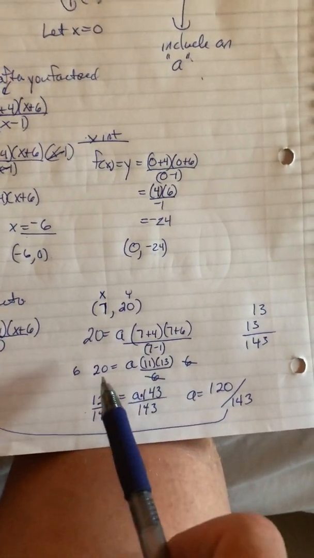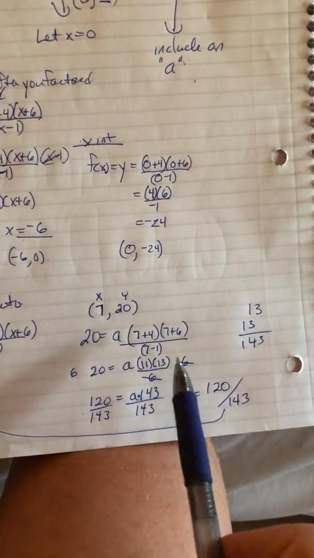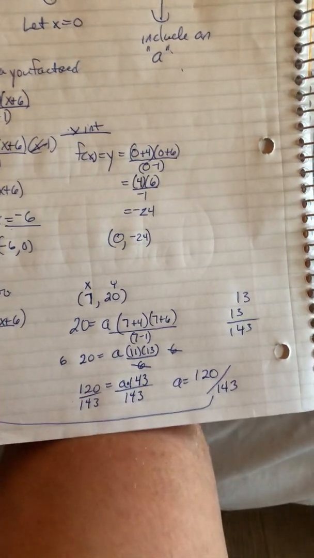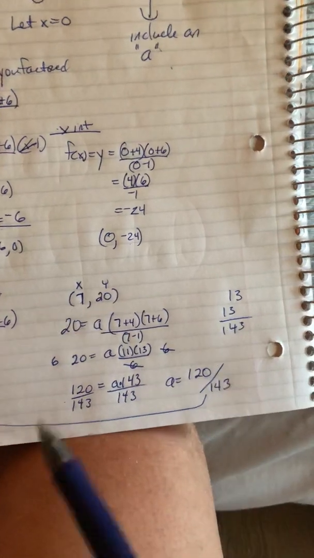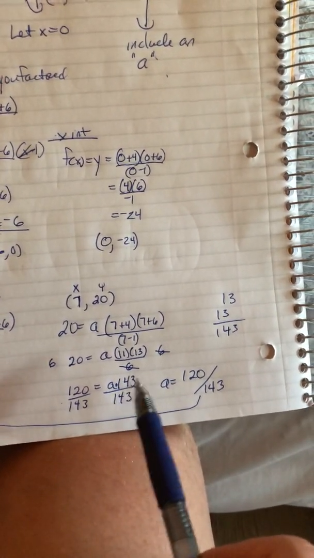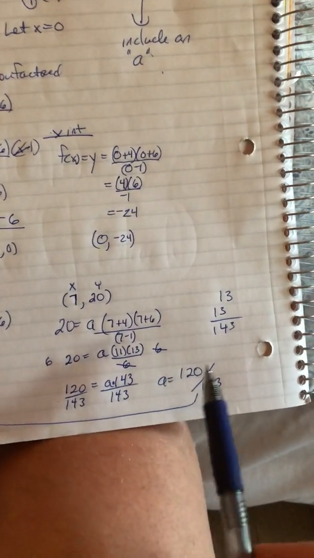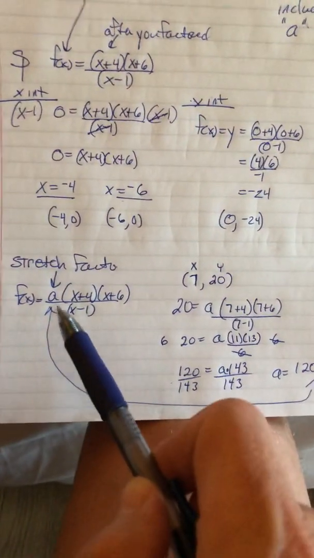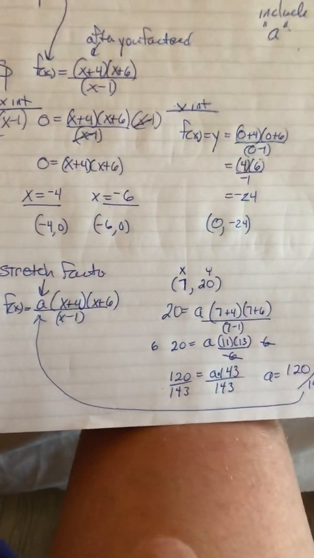You're going to have 20 is equal to a times 11 times 13 over 6. Well, I multiplied both sides by 6 and they canceled here, and so I have 6 times 20 is 120. Well, 11 times 13, well, that's 143. So I have a times 143 on this side. Dividing both sides by 143, we get a is equal to 120 over 143. And that is the value that lands right there. Okay, hopefully that's helpful.